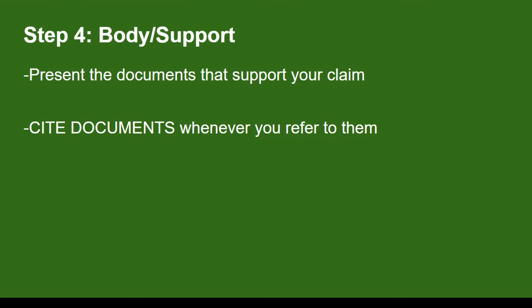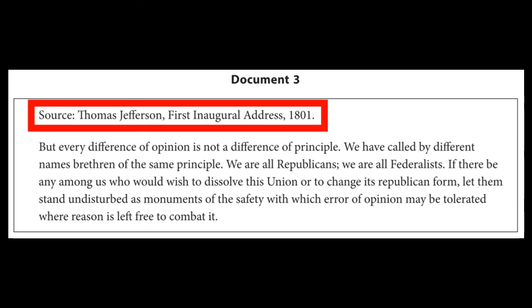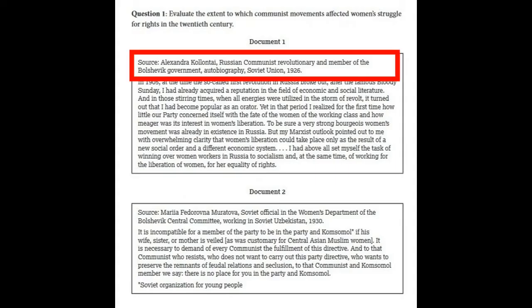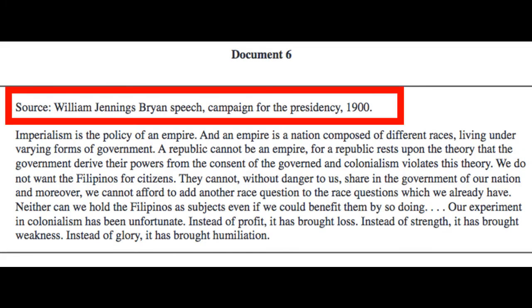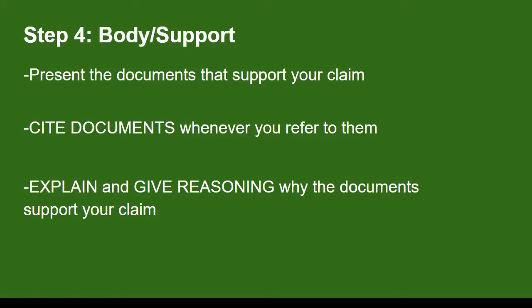Cite the documents whenever you refer to them. Be very specific. They all have little descriptions on them. They give you a time frame. They give you an author or an artist or whatever the case may be. So cite those documents when you use them. And then build off of the document. Explain why it answers your claim or why it supports your claim. Explain why it answers the question. Give that reasoning. You need to prove through explanation that the document supports your claim.